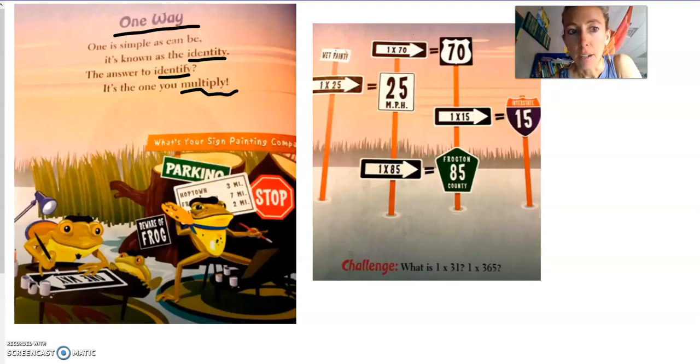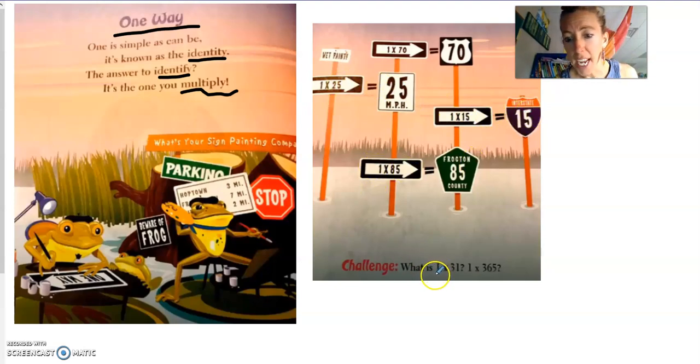We have a sign, right? One-way sign. One-way sign to what? Well, there's a one-way to 70. So the answer is 70. Here, a one-way sign to what? 25. So the answer is 25. A one-way sign to 15. A one-way sign to 85.